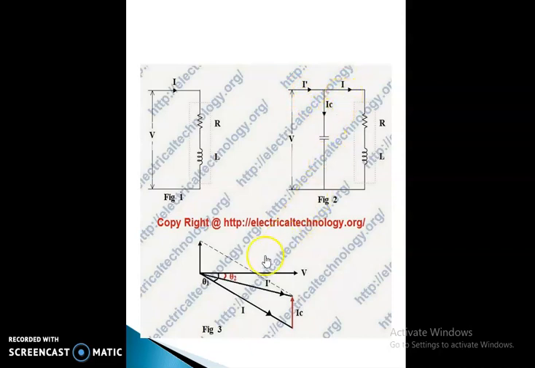Then this one is figure 3, that is the phasor representation of the voltage and the different currents. So this is the voltage V, and I lags behind voltage V by angle theta 1, and theta 2 is the angle between voltage V and the total current I dash. So IC is the resultant current of I and I dash.